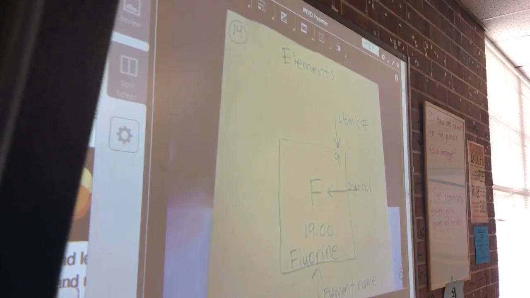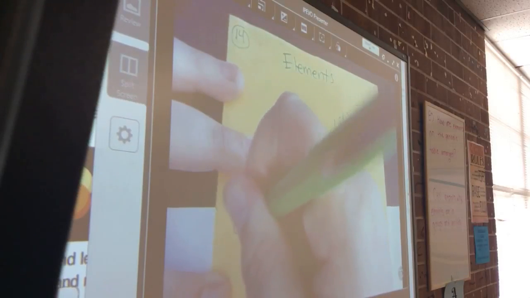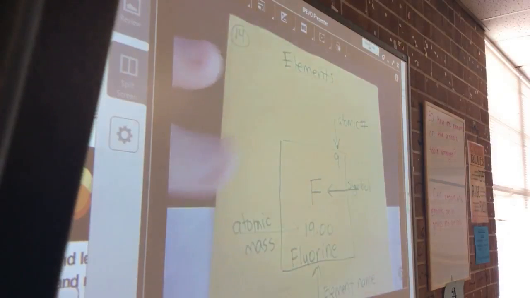And the last thing that you'll have on the periodic table is the atomic mass. So if I give you this block of information, you should know what's the atomic number, what's the atomic mass, what's the name of the element, and what's the element symbol. You should be able to do that, and don't be surprised if that's on some sort of pop quiz in the future.